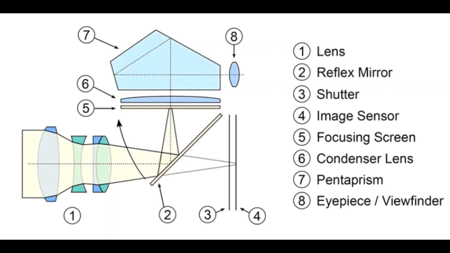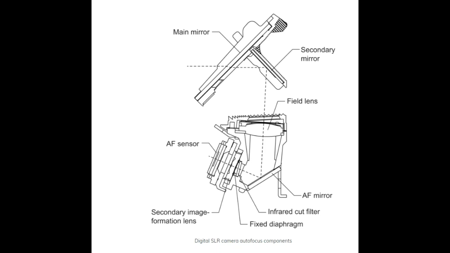Now what happens to this amount of light which passes through the mirror? It hits the secondary mirror which is placed behind the main mirror. After the image hits the secondary mirror, it splits into two different images, and it passes through more micro lenses and prisms, and it finally hits the autofocus sensor. Now this is where the work is actually going to happen, and let's see how it is happening.